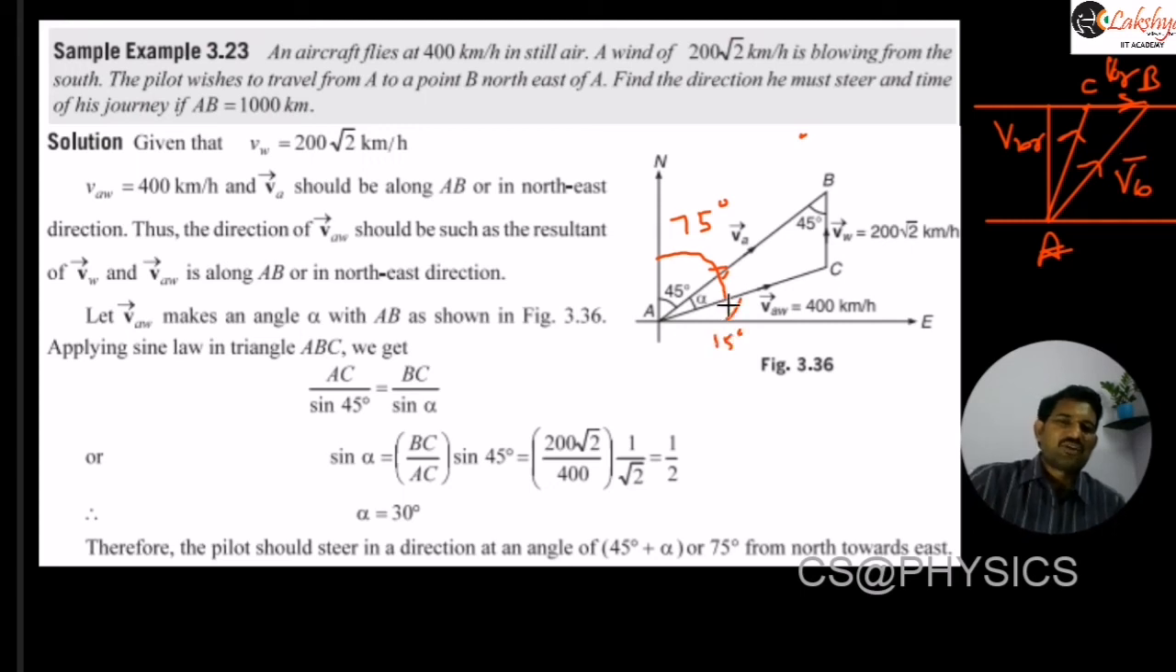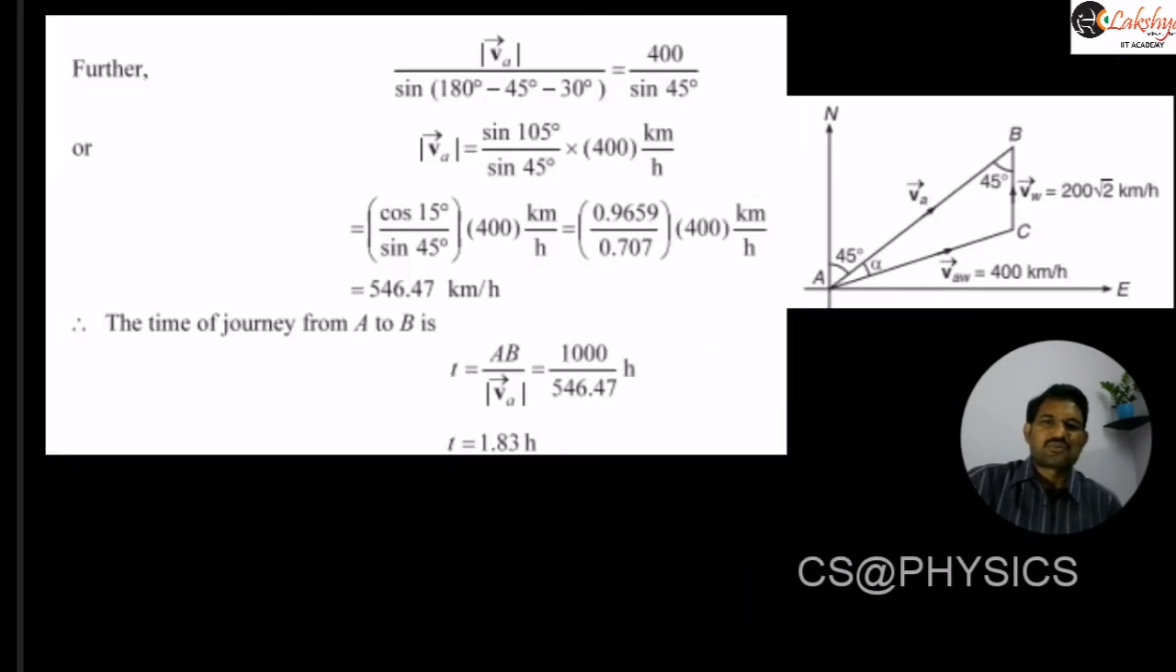That means the angle you can now express in different ways. You can express it as the pilot should steer the aeroplane at an angle of 75 degrees east of north, or you can express this as 15 degrees north of east. This 15 degrees is on the north side of the east. And from this, next we need to calculate the time taken.